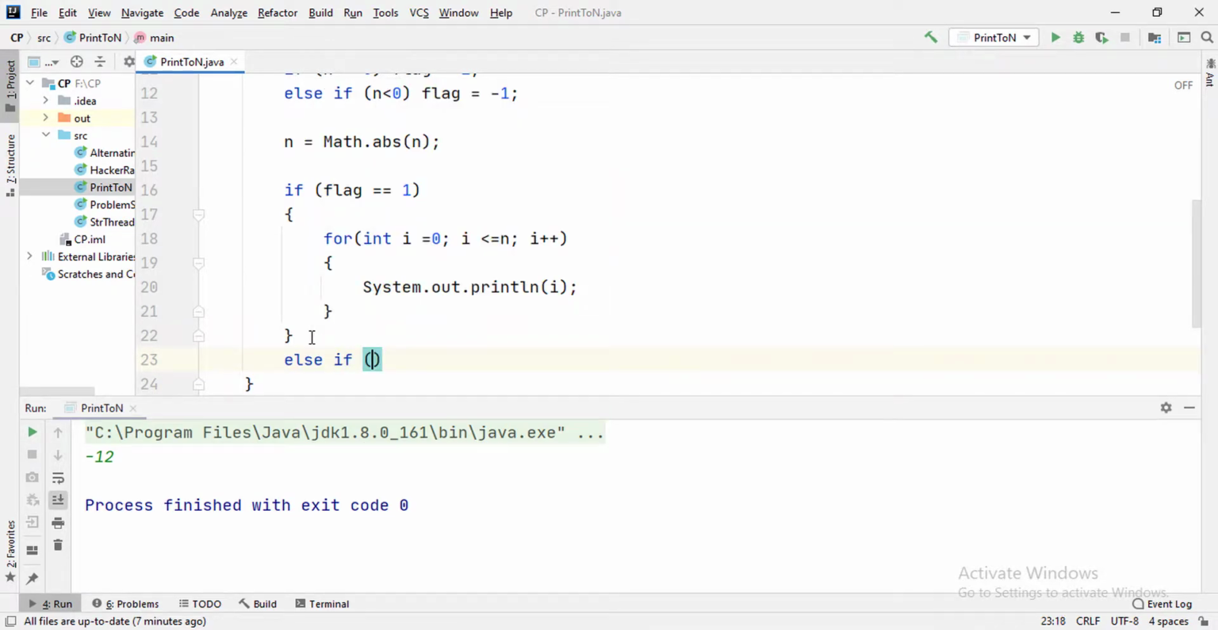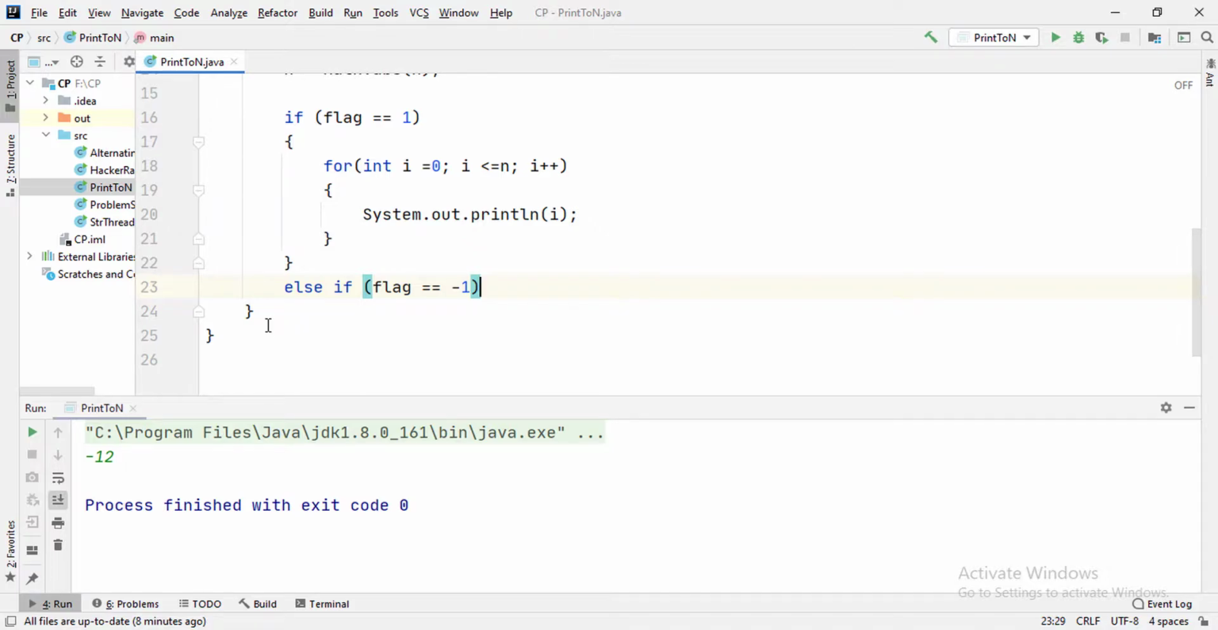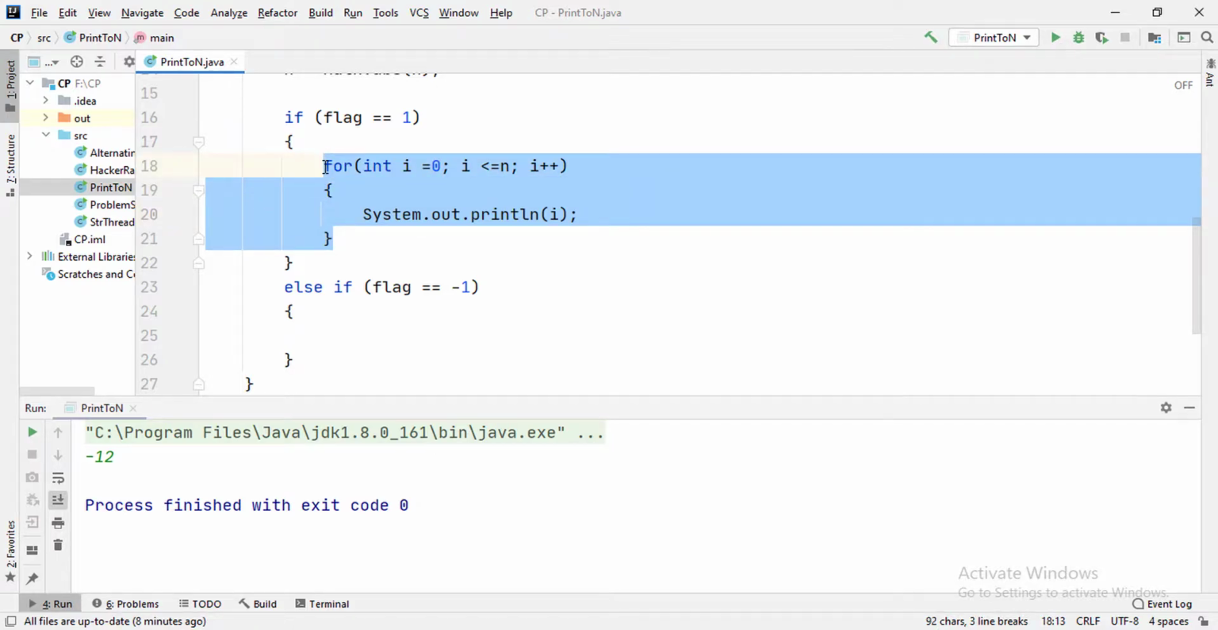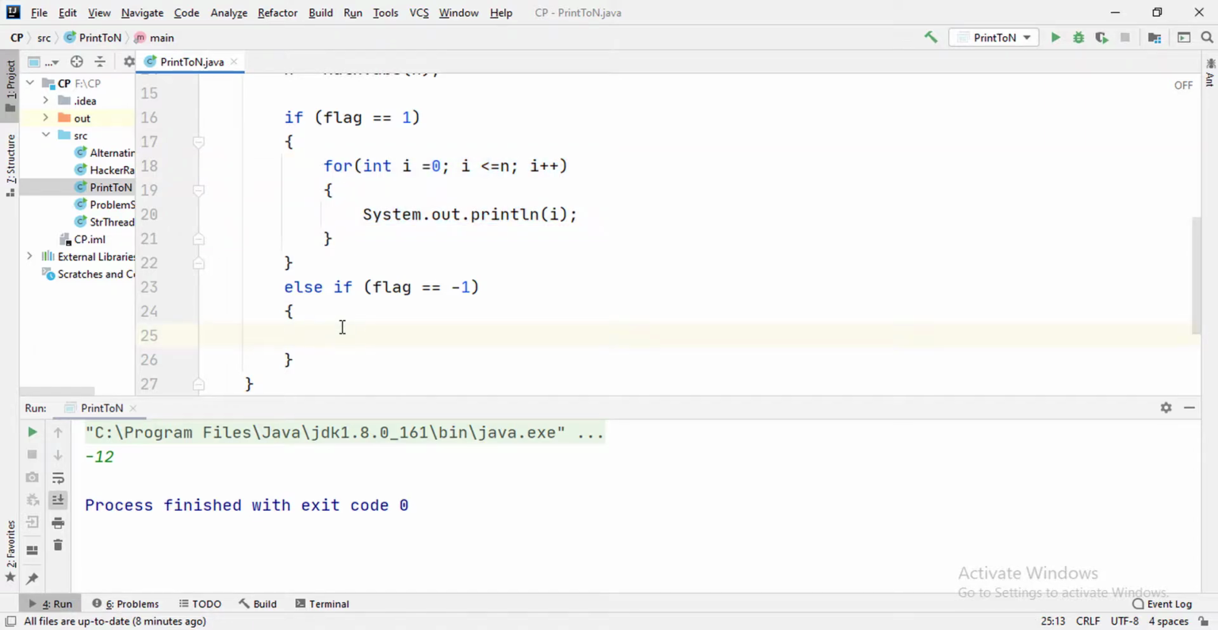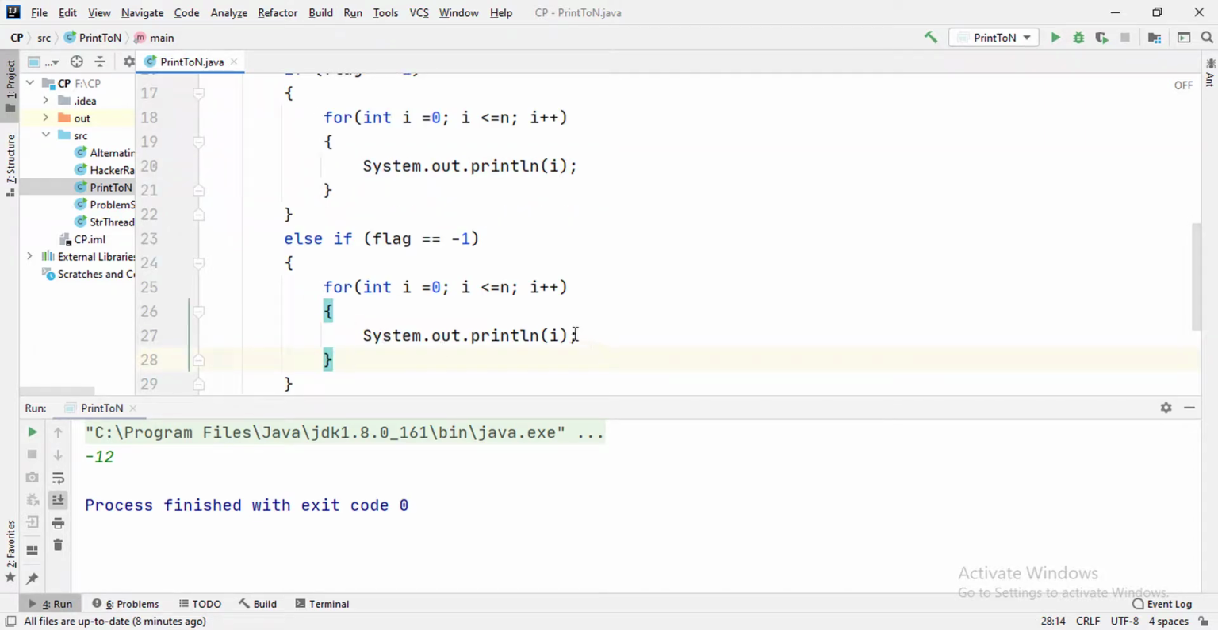else if flag is -1, then I'll print this. Minus and then plus i, okay.